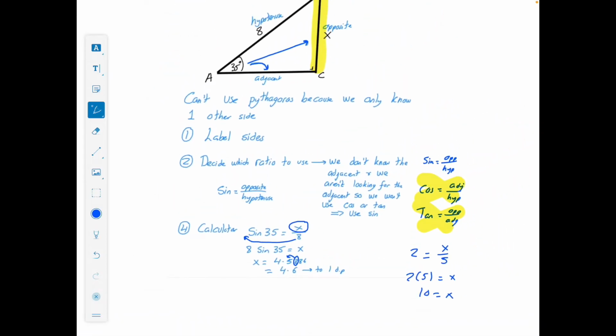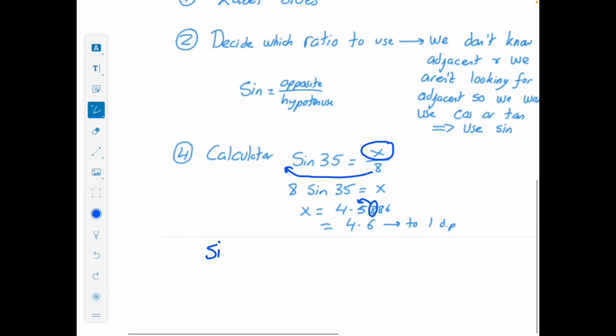I'm going to show you we'll get the same answer if we do this slightly differently. So we've sine 35 is equal to x over 8. Sine 35 is a number, you can put that into my calculator. So sine 35 is equal to 0.573576. It goes on a little bit after that, but we'll just leave it at that, because at the end of the day, I only want my answer correct to one decimal place.